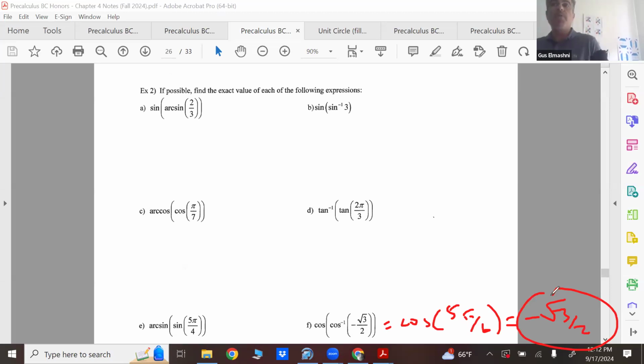No, it is because what's the range for inverse cosine? 0 to 180. Right. Correct. No, but this is negative though. We have negative root 3/2. Oh, I see. Right. Okay.